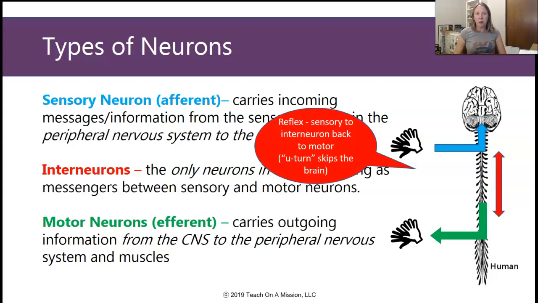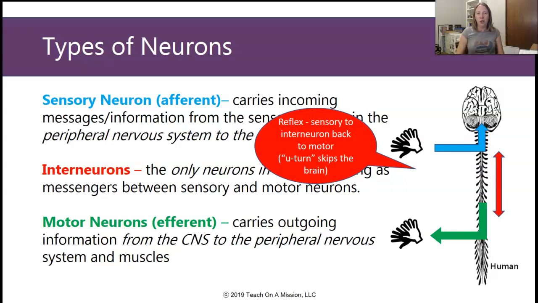One last thing to talk about, and that is reflexes. Have you ever put your hand on maybe a hot stove and then moved it back before you even realized it hurt? That's because of your interneurons. So a reflex is when a sensory neuron talks to your interneuron, but then it does a quick U-turn to your motor neuron, so you quickly move your hand.